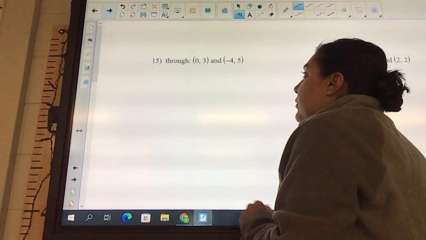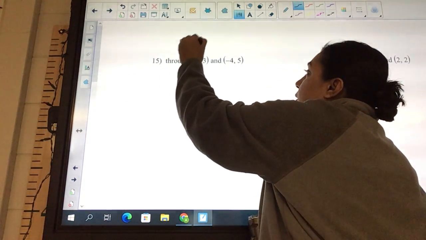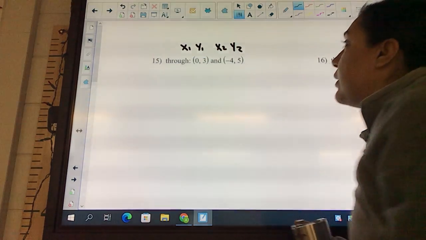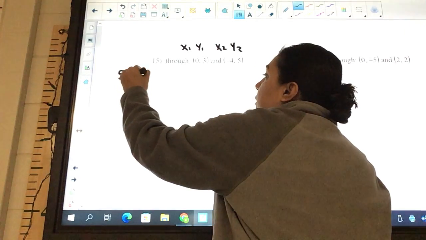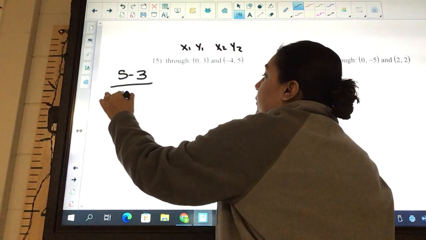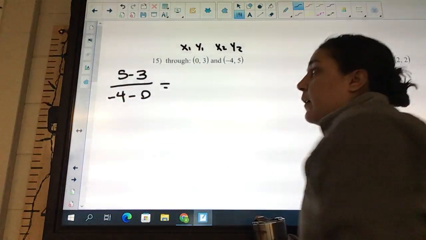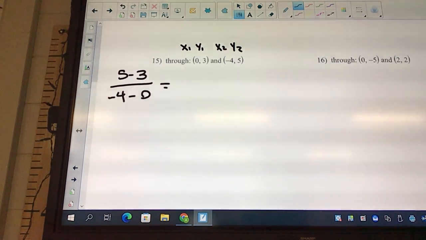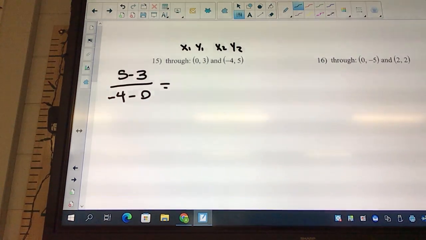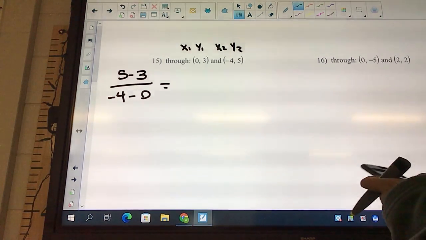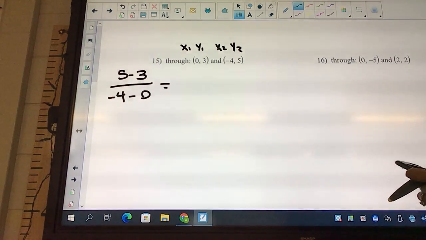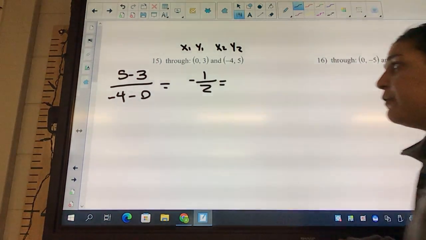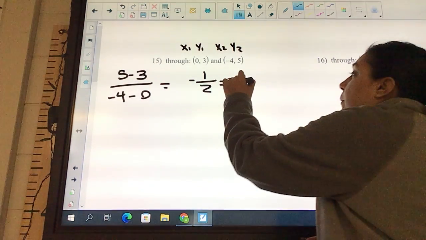Same thing. We're going to label, and these ones I'm not going to write down all the formulas this time. So we got x1, y1, x2, y2. We're going to say 5 minus 3 over negative 4 minus 0. We've got to find our slope first. Type that in your calculator and see what you get. So you have 5 minus 3 on the top, negative 4 minus 0 on the bottom. You're going to get negative 1/2. And that is what? What were we finding? That's our m.